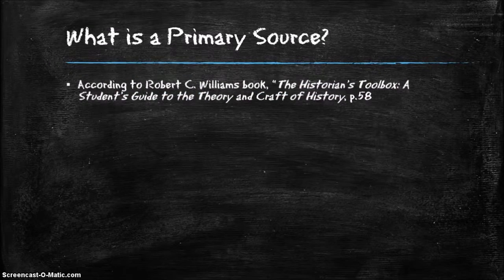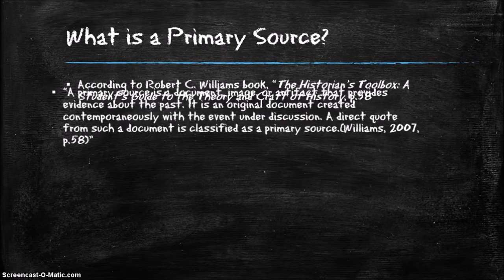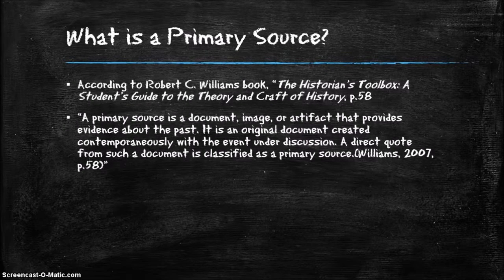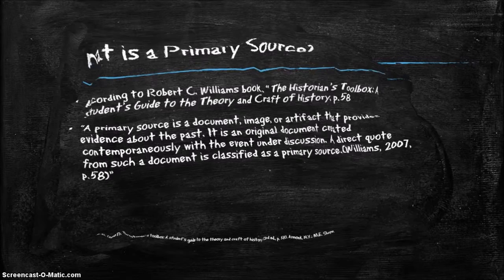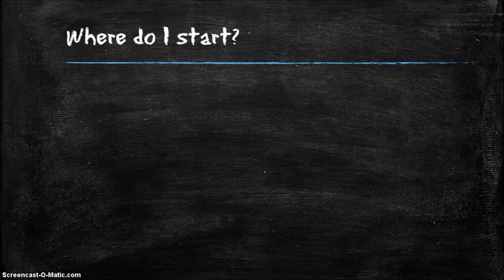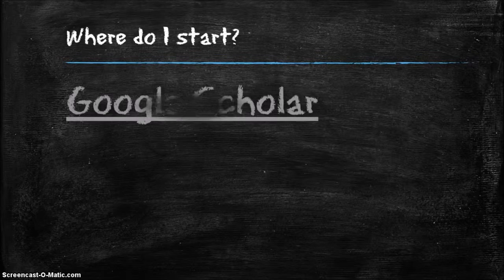According to Robert C. Williams, a primary source is a document, image, or artifact that provides evidence about the past, and it is an original document created contemporaneously with the event under discussion. A direct quote from such a document is classified as a primary source. So that gives us what a primary source is. But where do I start? Well, that's actually easier than that.